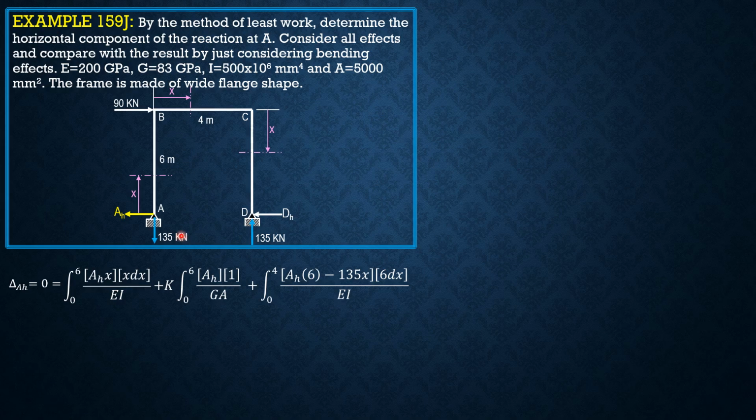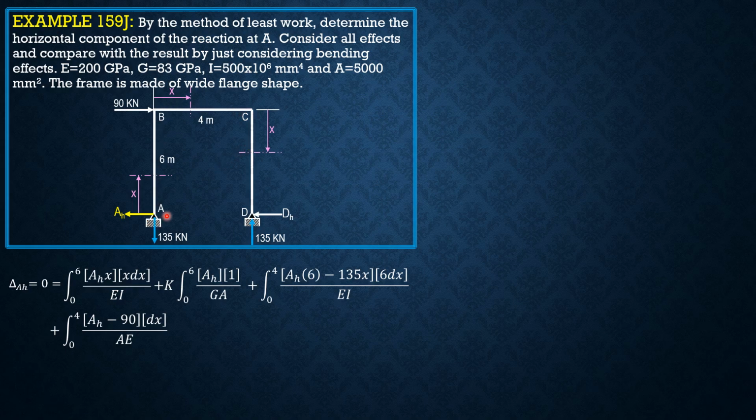So we will not consider the shear, just the axial, because the shear is not a function of EH. So plus axial force EH, integral 0 to 4 of (AH minus 90), then derivative 1, dx over AE. So it's because of the axial force. Finally, for this third section, this is the body to be considered.